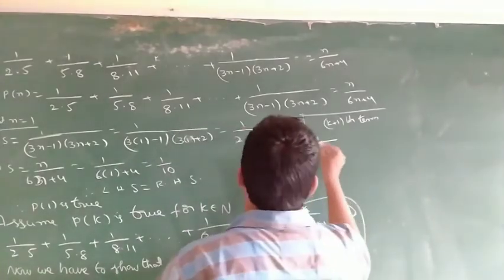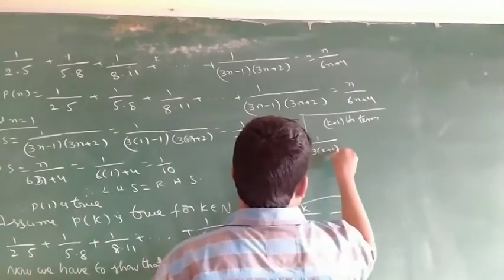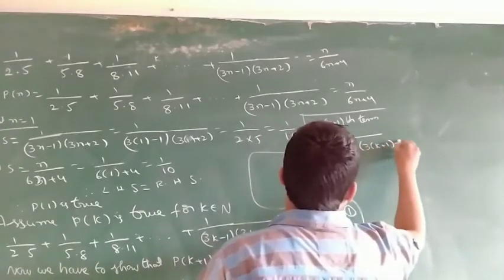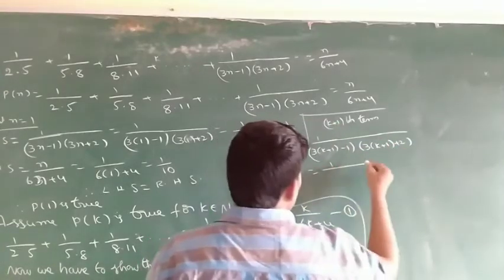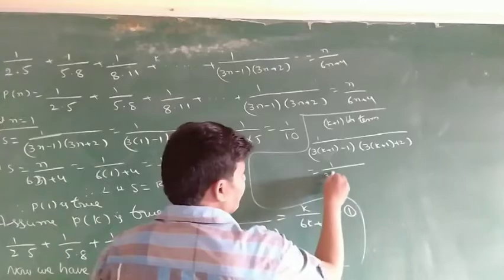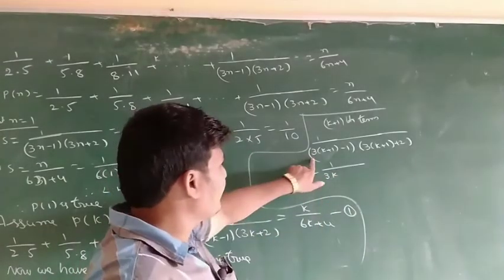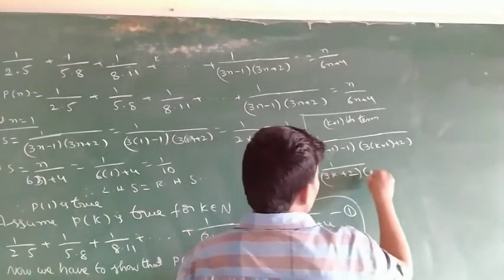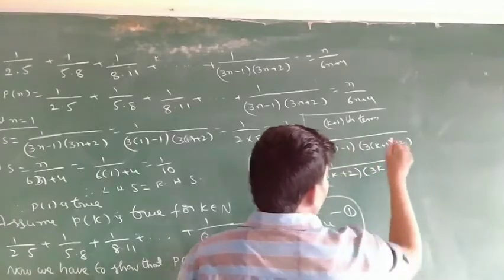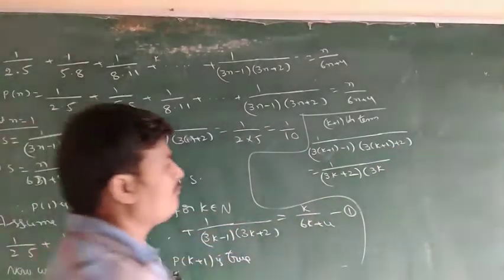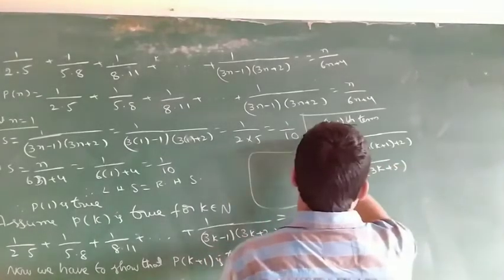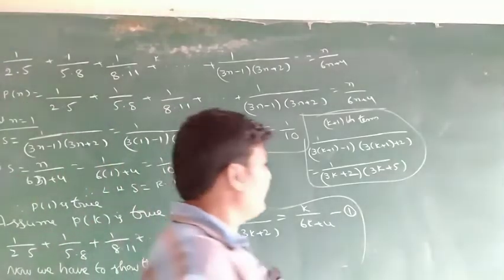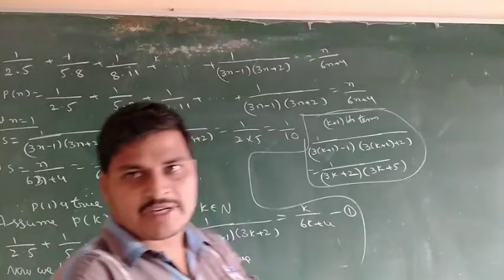So 1 by 3 into k plus 1 minus 1, into 3 into k plus 1 plus 2. That is equal to 1 by 3k plus 3 minus 1, which is 3k plus 2, into 3k plus 3 plus 2, which is 3k plus 5. This is the k plus 1th term. What is the k plus 1th term? 1 by 3k plus 2 into 3k plus 5.